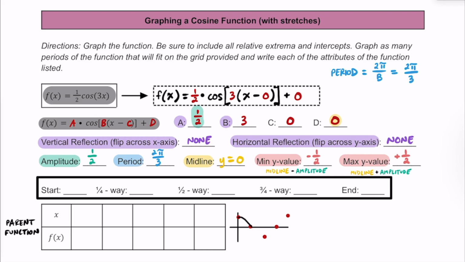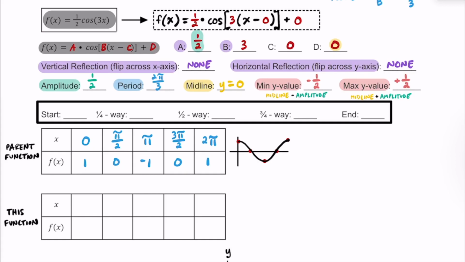So as long as we know this is generally what our parent function is going to look like, that can help us with this table. So we know some points for the parent function, but what about the function that we're dealing with here? Well, we're not moving anything left or right or up or down, which is kind of nice, but we are doing some stretching and shrinking here.